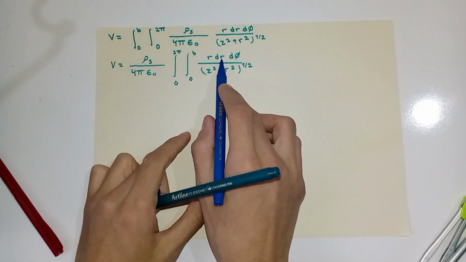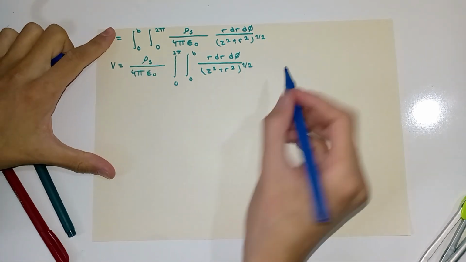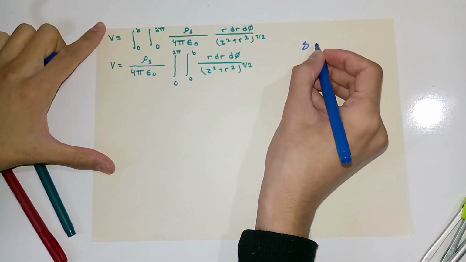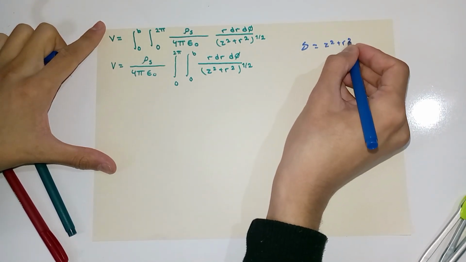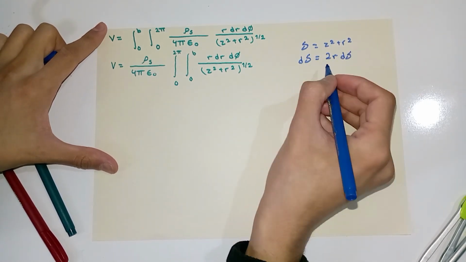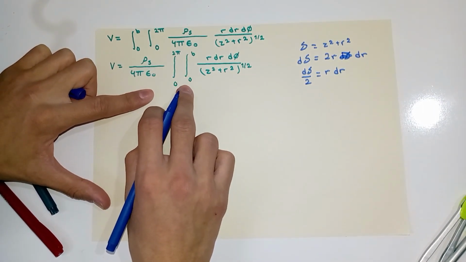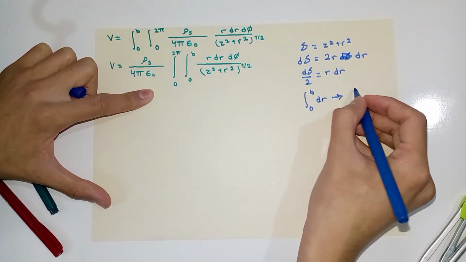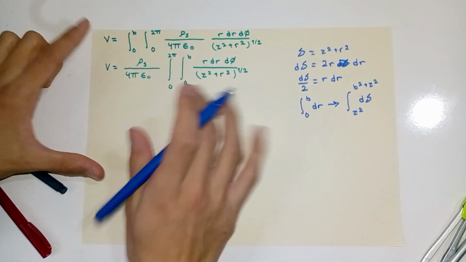Firstly, to integrate with respect to r, I'm going to use a substitution. I'm going to assume a new variable, let's say delta. Delta is equal to z squared plus r squared. Now let's take the first order differentiation for both sides. Regarding the new range, I'm going to substitute 0 and b in this equation. Now let's apply the new variables upon this integration.